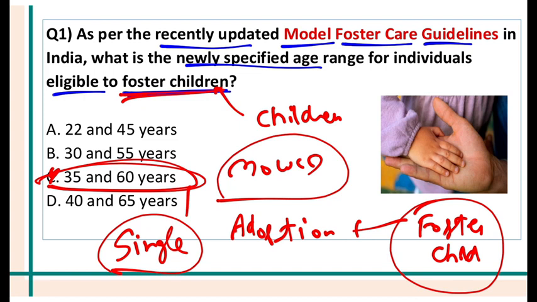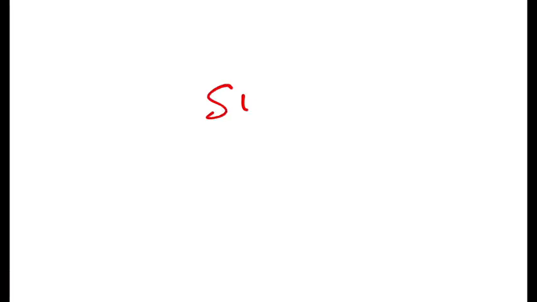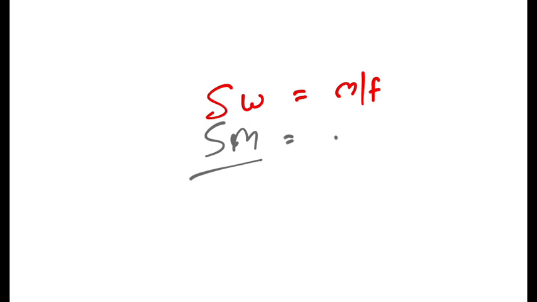So irrespective of your marital status, you can take care of children if your age is between 35 and 60. You can be unmarried, married, widowed, or divorced, it doesn't matter. Now here, if you are a single woman, you can foster and adopt children, both male and female. But single men are restricted to fostering and adopting only male children. A single man cannot adopt a female child, right?